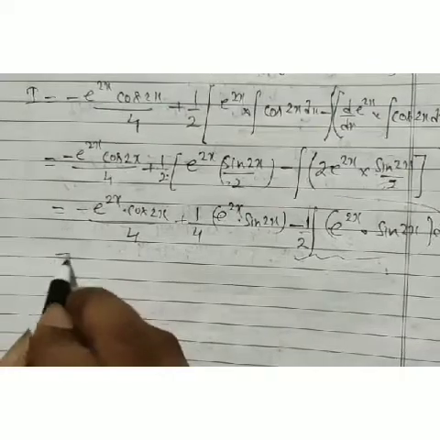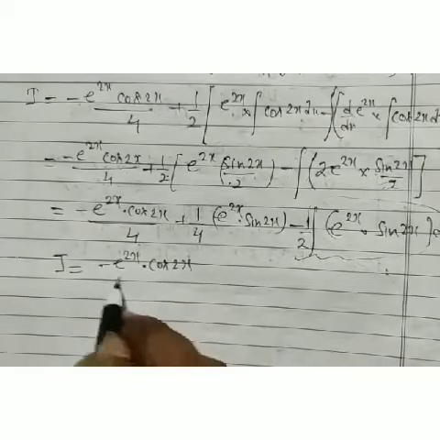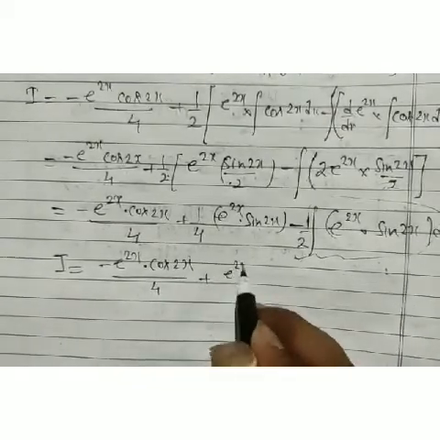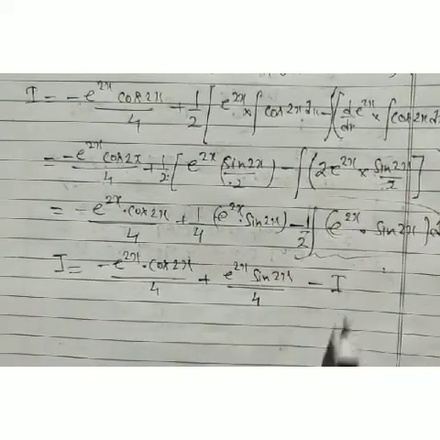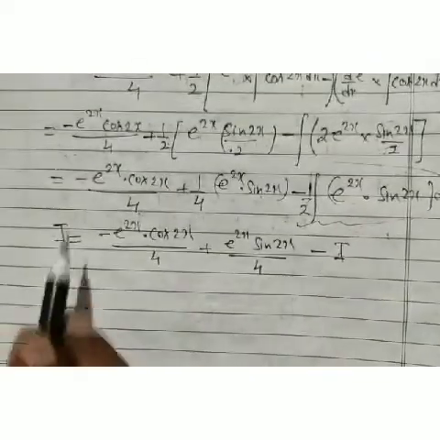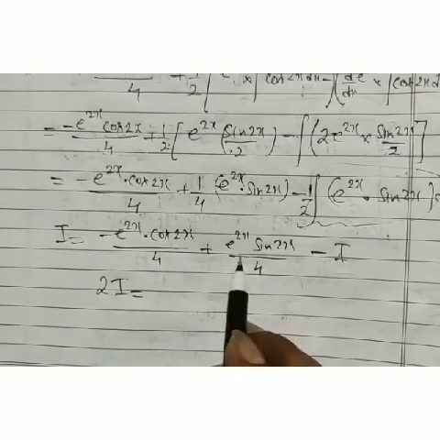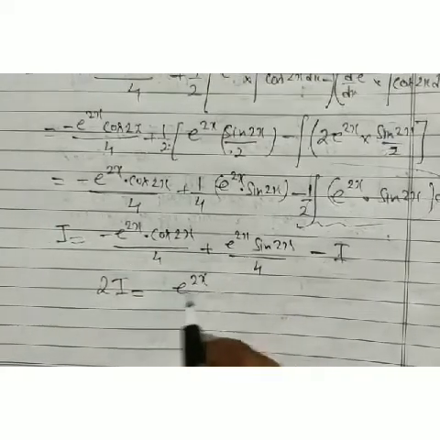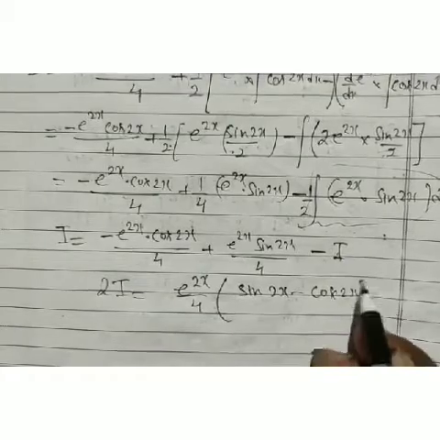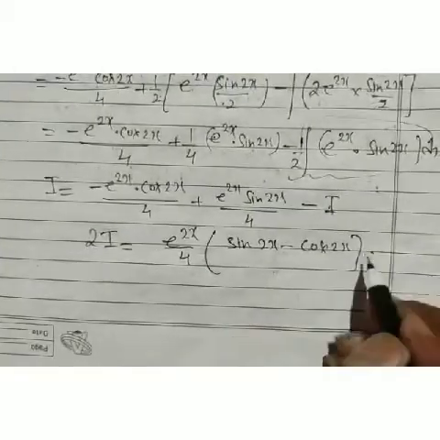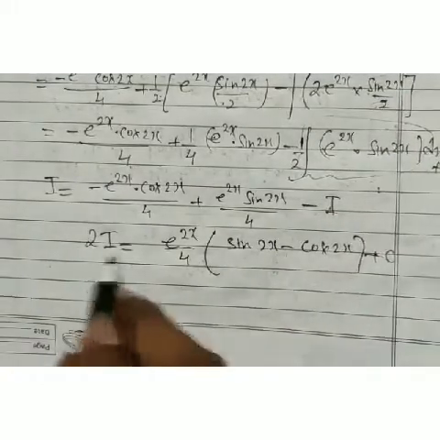Now what is our problem? I is equal to minus e to power 2x into cos 2x by 4 plus e to power 2x sin 2x by 4, and this is our minus I. We are going to shift it to our left hand side. Then we have I plus I, it's 2I equal to, taking e to power 2x by 4 common, sin 2x minus cos 2x. Then plus c, do not forget to mention plus c there.